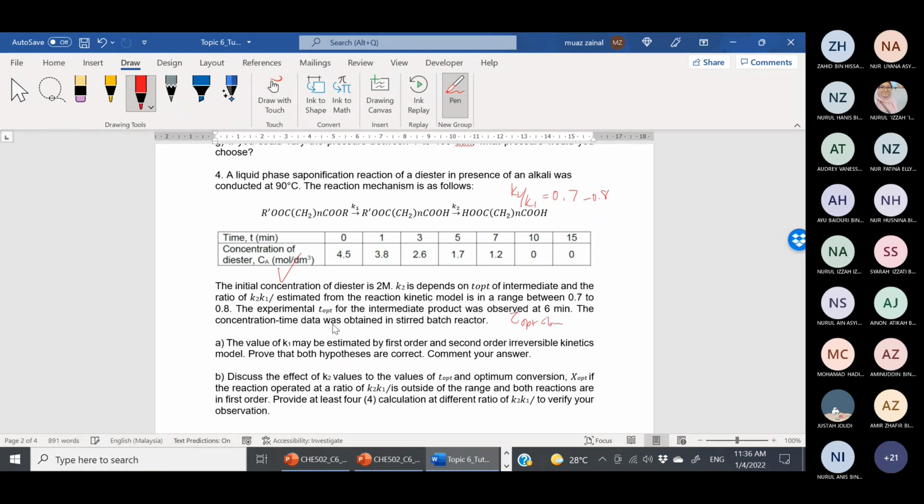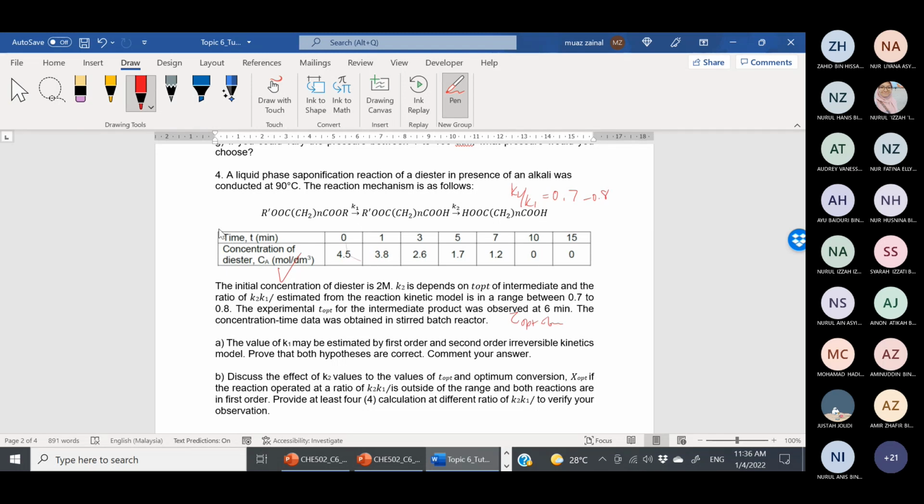So the concentration time was obtained in the batch reactor. The value of K1 may be estimated by first order and second order universal kinetic and prove that both hypotheses are correct. Comment your answer. Daripada sini dia tak bagi what is value of K1, tapi dia dah bagi row of data here.